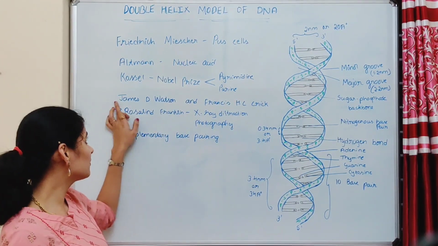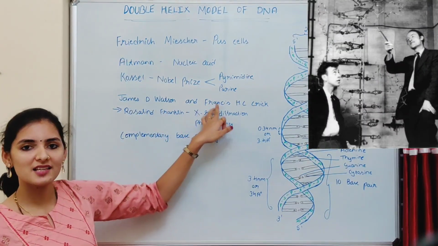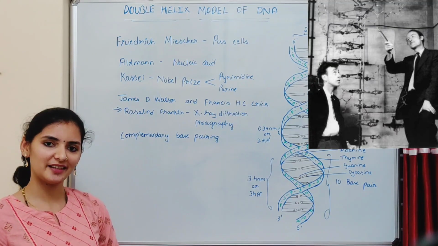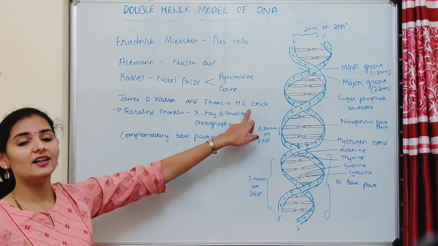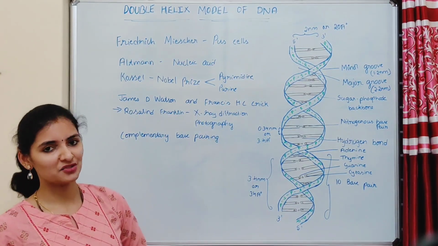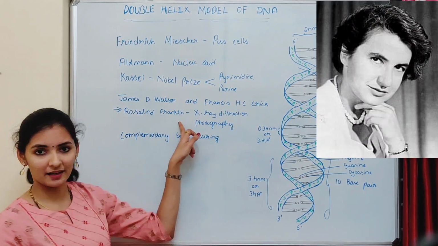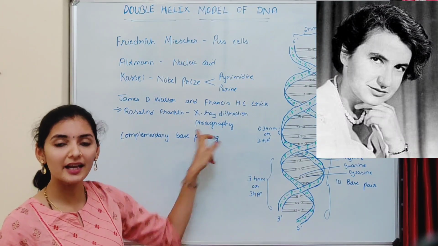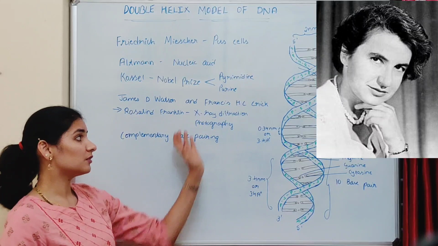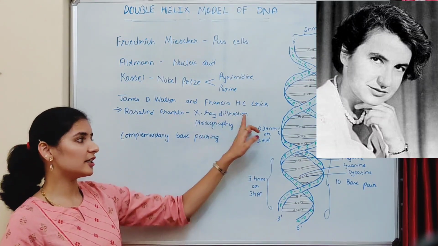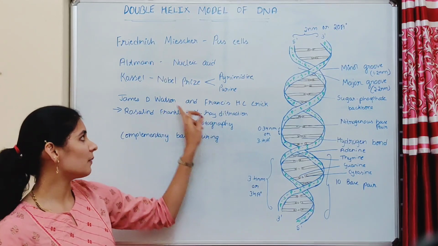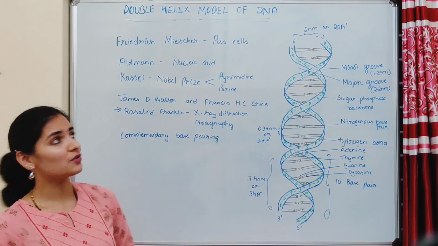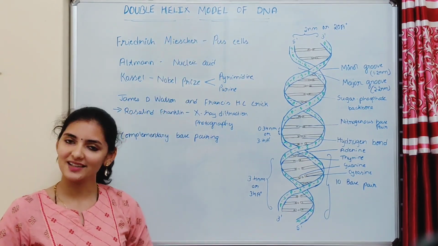And it was in 1953 that James D. Watson and Francis H.C. Crick prepared a model to explain the three-dimensional structure of DNA. However, Watson and Crick utilized major information regarding the structure of DNA from Rosalind Franklin. Rosalind Franklin prepared X-ray diffraction photographs of DNA to explain its structure. So the information that she got from the X-ray diffraction photography was utilized by Watson and Crick to prepare this model. And this model is popularly known as the double helix model of DNA.